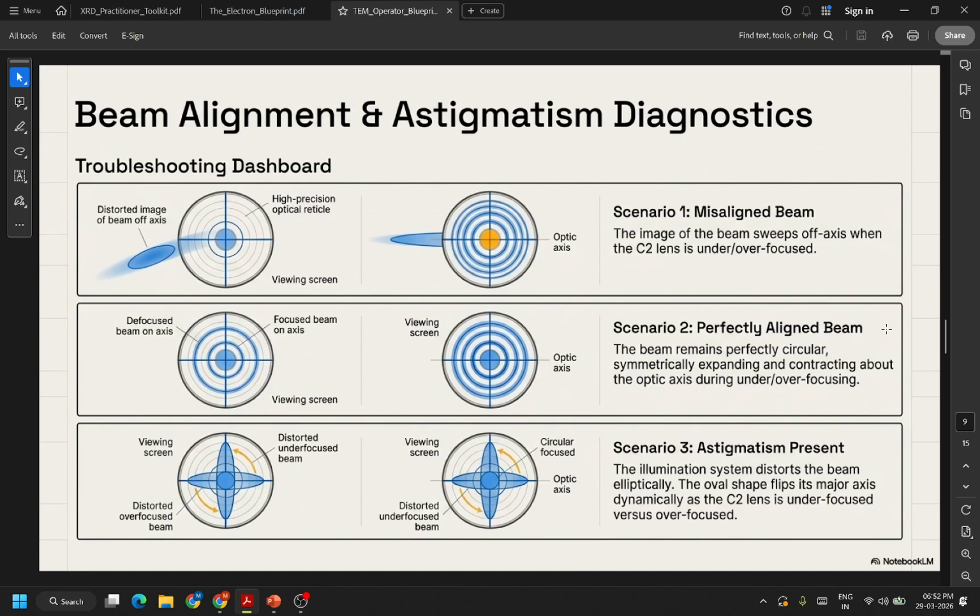Then you can have astigmatism, where as the C2 lens is under focused or over focused, the beam gets distorted elliptically, and this oval shape flips between horizontal and vertical as it gets over focused and under focused. That is the example that you have astigmatism.